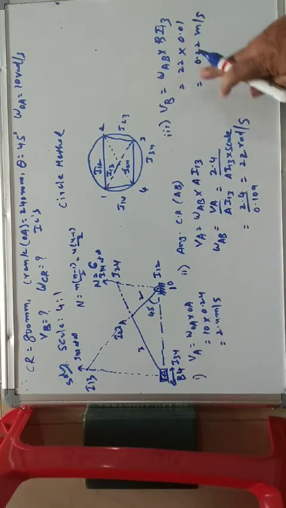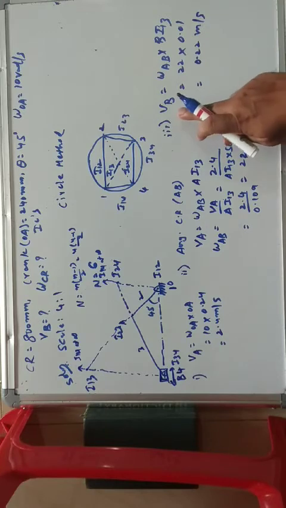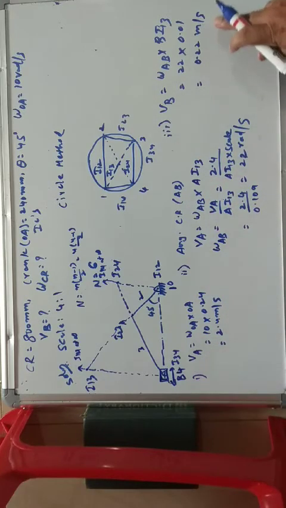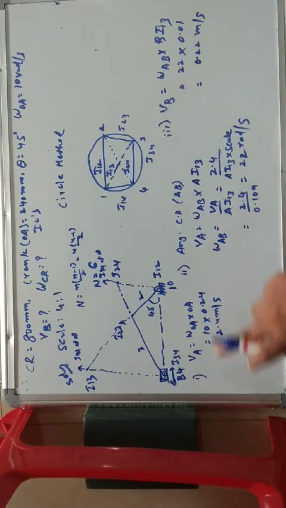0.22 meters per second. So VB is a linear velocity, so it can't be an angular velocity. Therefore, the linear velocity of the slider B is 0.22 meters per second. The angular velocity of the connecting rod is 22 radians per second. This is how the velocities of the slider and connecting rod are found.